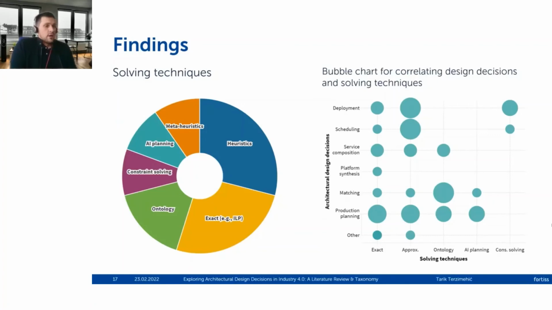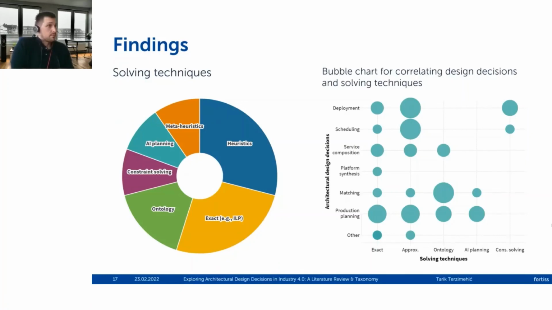And here we try to correlate solving techniques with the decisions. It's not quite easy, but what we notice is that ontologies are most often applied with the matching techniques. This is also aligned with what we do in our project and some other projects. Ontologies are quite often used for matching to describe capabilities, and constraint solving is often used for deployment and scheduling.